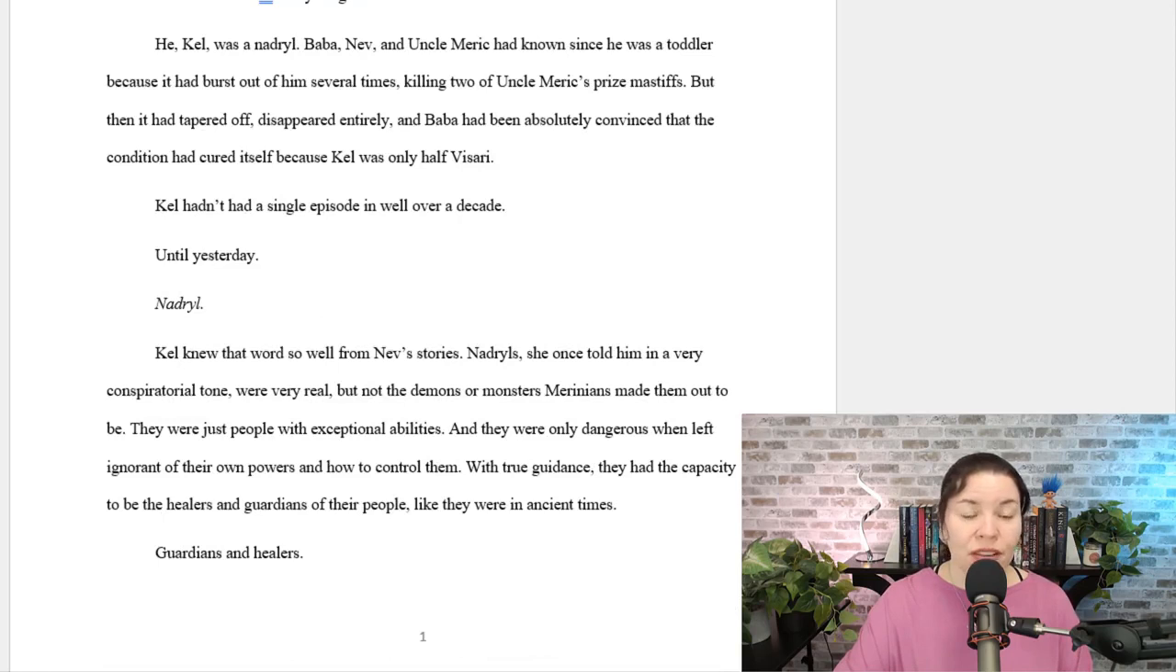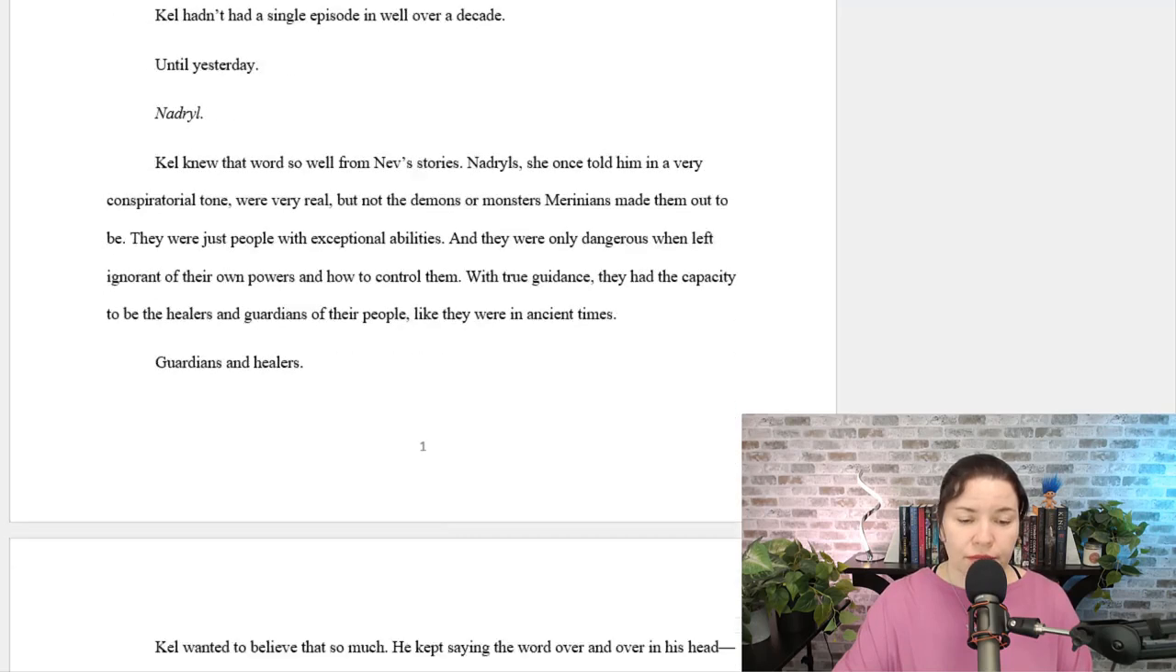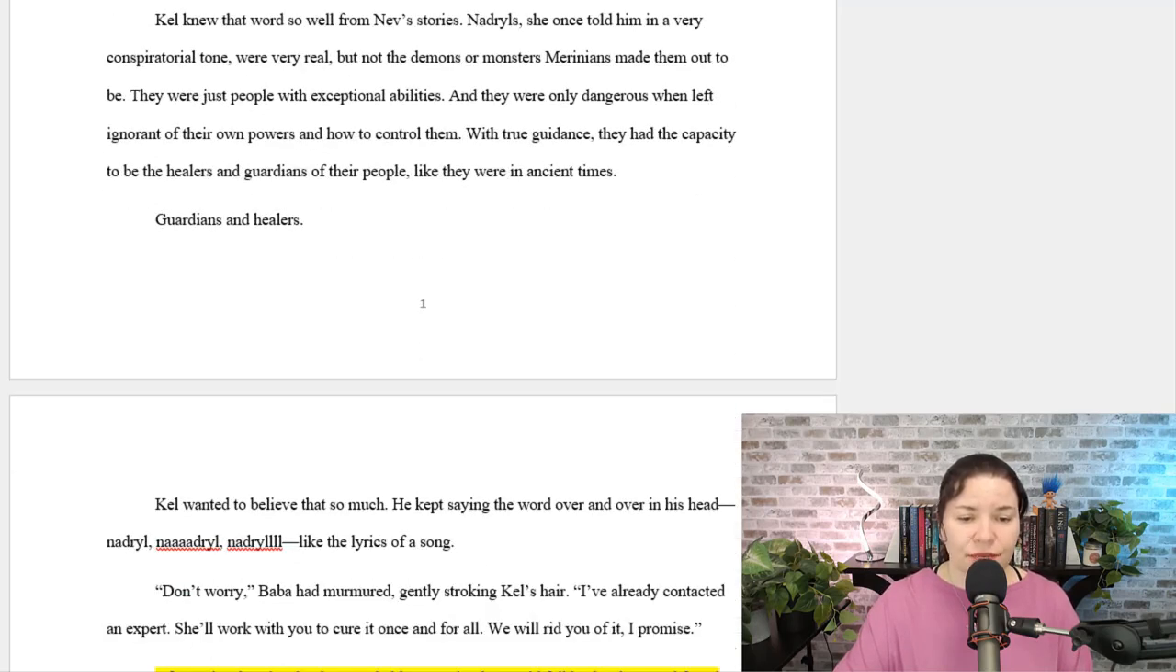Nodules, she once told him in a very conspiratorial tone, were very real, but not the monsters or demons that Marinians made them out to be. They were just people with exceptional abilities, and they were only dangerous when left ignorant of their own powers and how to control them. With true guidance, they had the capacity to be healers and guardians of their people, like they were in ancient times. Healers and guardians. Kel wanted to believe that so much. He kept saying the word over and over in his head, Nodril, Nodril, Nodril, like the lyrics of a song.